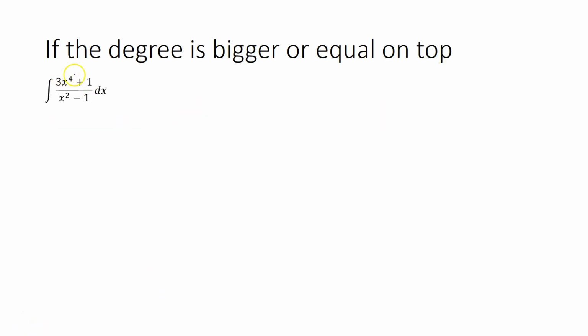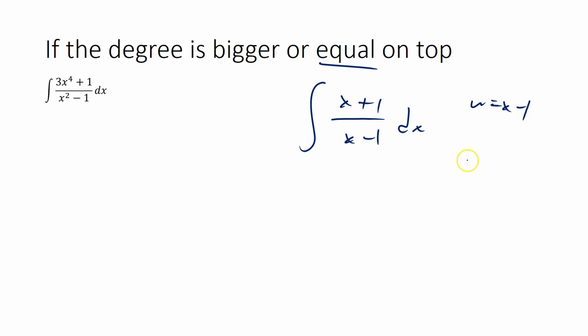If the degree is bigger or equal on the top, sometimes, especially if they're both linear, you can use back substitution. So if you had the integral of (x plus 1) over (x minus 1) dx, I would not think about partial fraction decomposition. Here I would do u equals x minus 1, and then back solve for the x. So x would be u plus 1. Put that right here, and you'd have u plus 2 on the top and just u on the bottom. You can split it up, right?